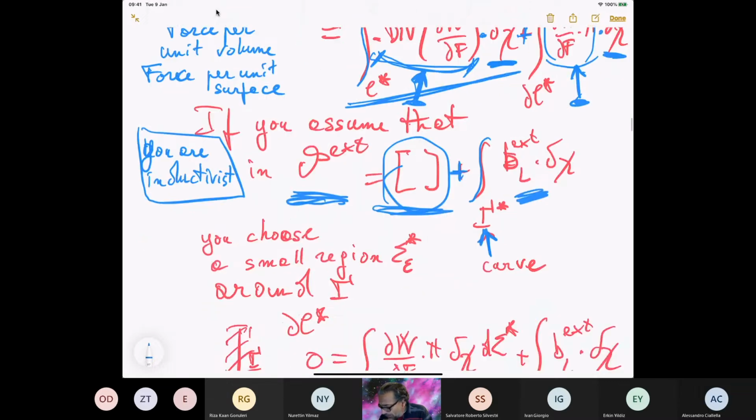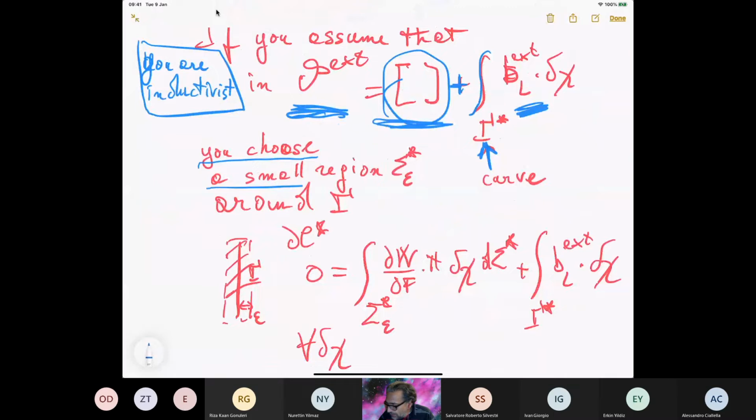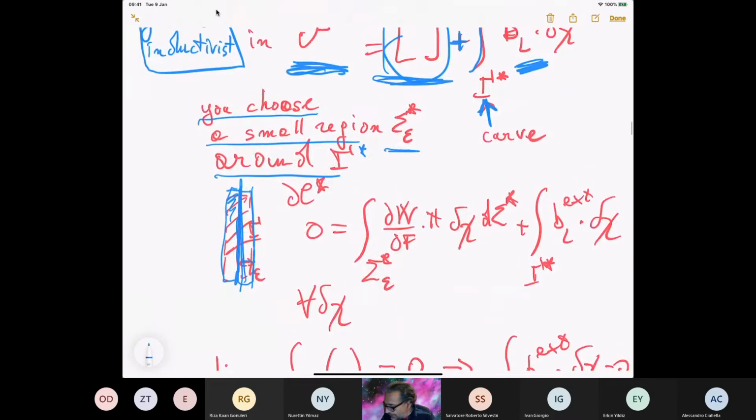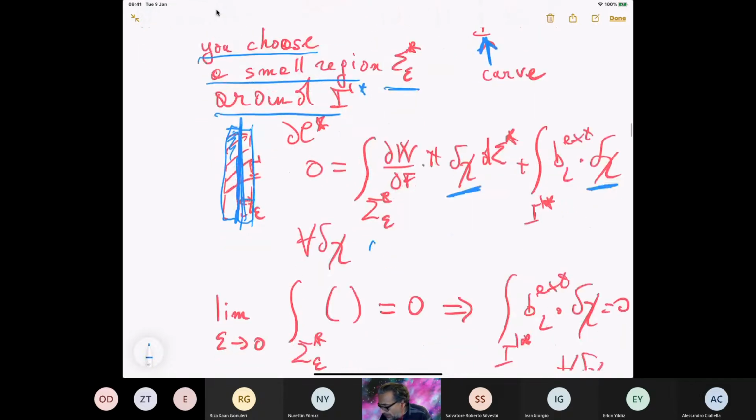Okay, now what can you do? You can choose a small region sigma epsilon star around gamma star. So imagine that this is gamma star, on the boundary, and you take a small region around it. You move this curve epsilon on one side, minus epsilon on the other side, and you write the principle of virtual work for a virtual displacement delta chi, which is concentrated on this small stripe. What you get for every delta chi concentrated on the stripe.